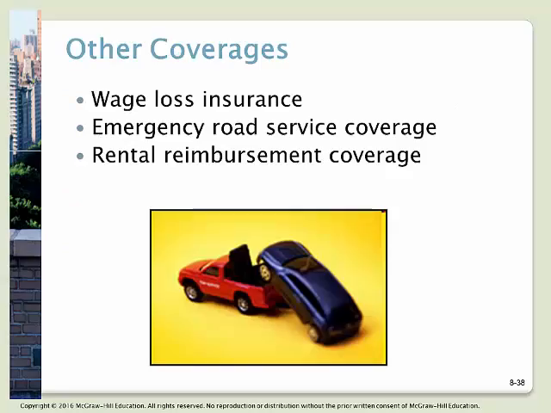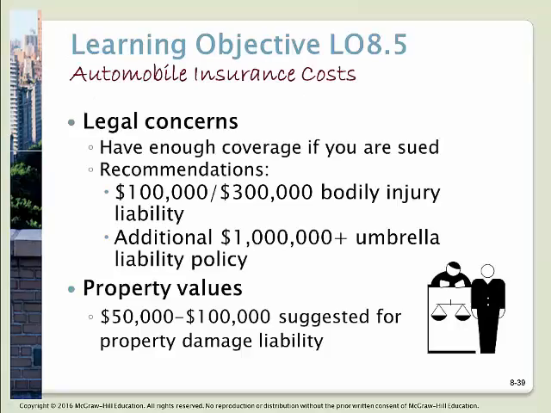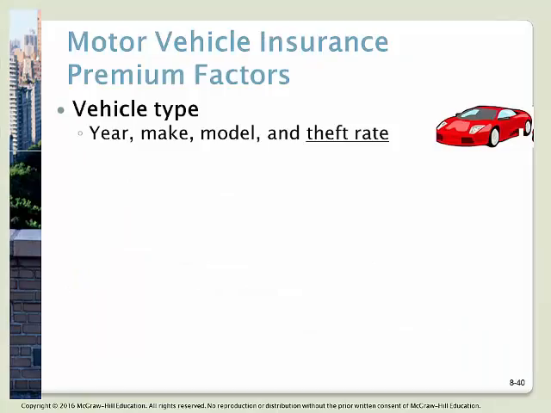If you choose, you can elect for added fees for your coverage to include wage loss insurance, emergency road service, and rental car reimbursement. Your insurance agent will recommend coverage, but the minimum is usually considered to be the numbers in our example, 100, 300, 50, with the added safety of a $1 million umbrella policy. You need to have enough coverage to cover you if you are sued for an accident.